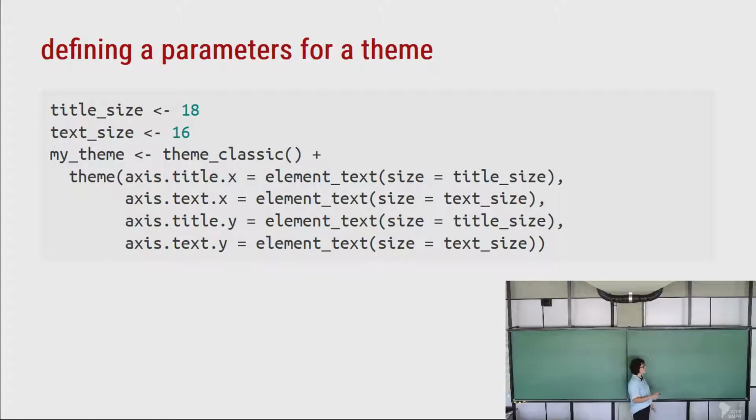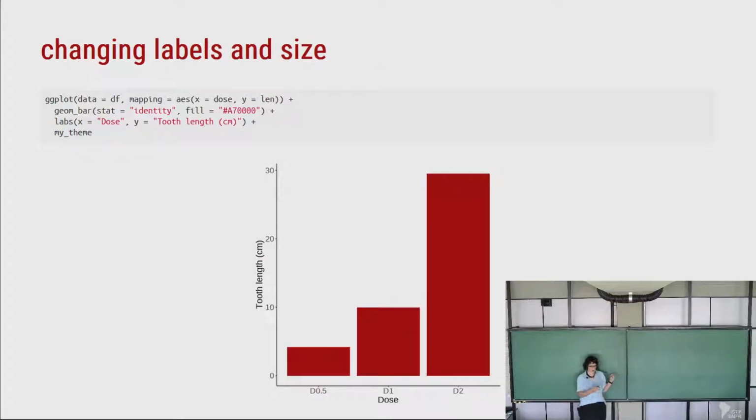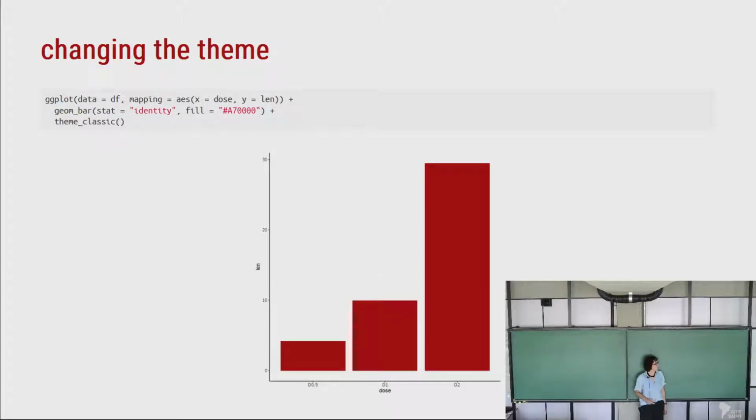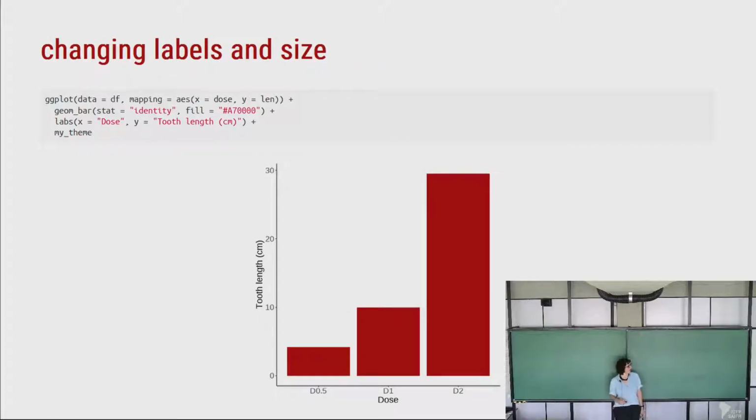So after doing this, I want my theme to be the classic theme with those modifications. And I'm calling this my theme, okay? This is my precious theme, and I will add that to my graphics here. And now we can read a little bit better. And here I'm also changing the names of the axes. By default, the name of the axis will be the name of the columns, so it's dose and length. And here I'm defining new labels for the x and y axis.